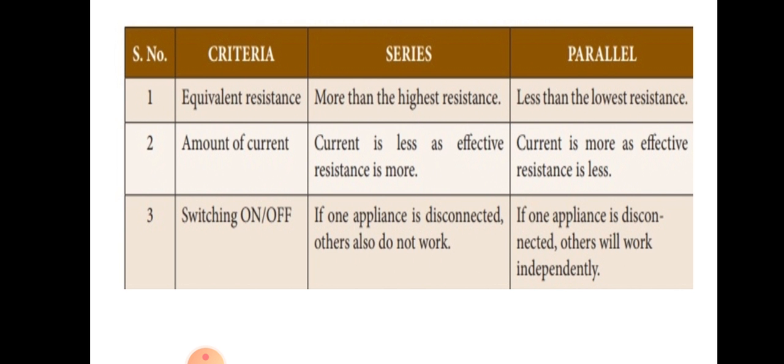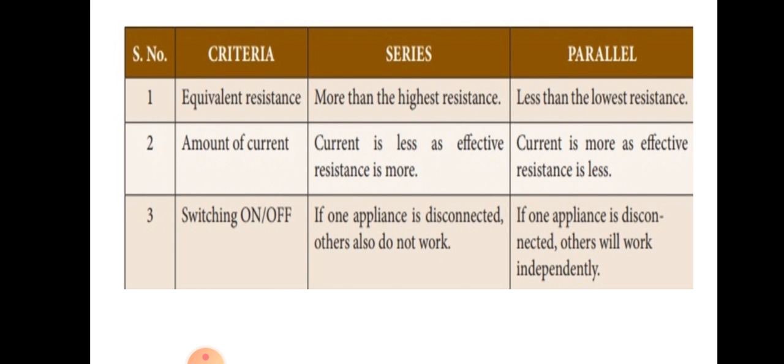Now just have a look at what we have talked about till now. Okay, so हमारे 3 criteria हैं: equivalent resistance, amount of current, switching on and off. तो series combination and parallel combination में क्या होगा, just a recap of whatever we have learned till now. So equivalent resistance क्या होगा series में, that is more than the highest resistance, whereas parallel combination में क्या होगा, less than the lowest resistance.